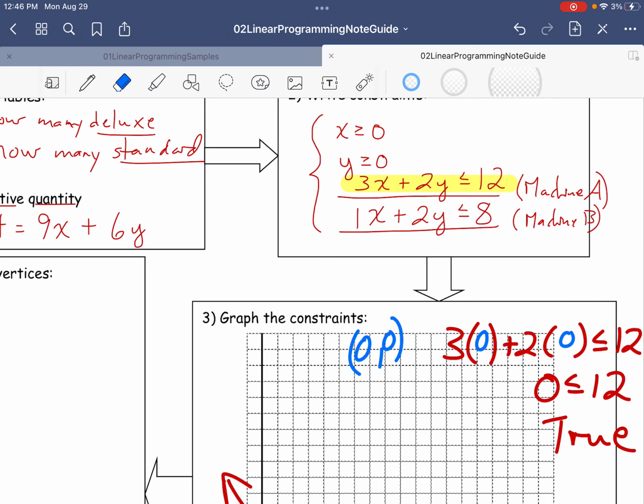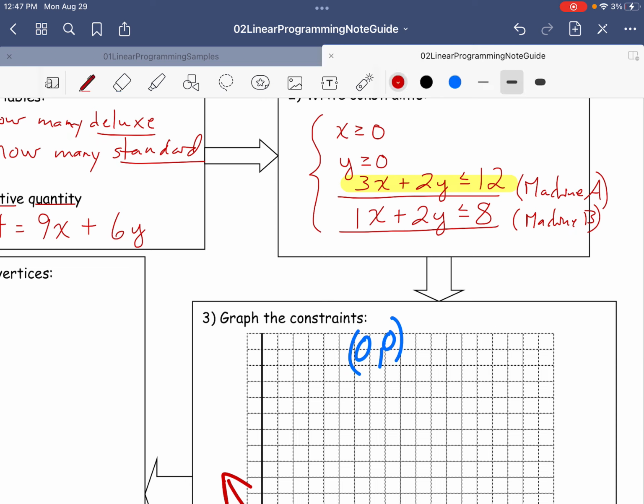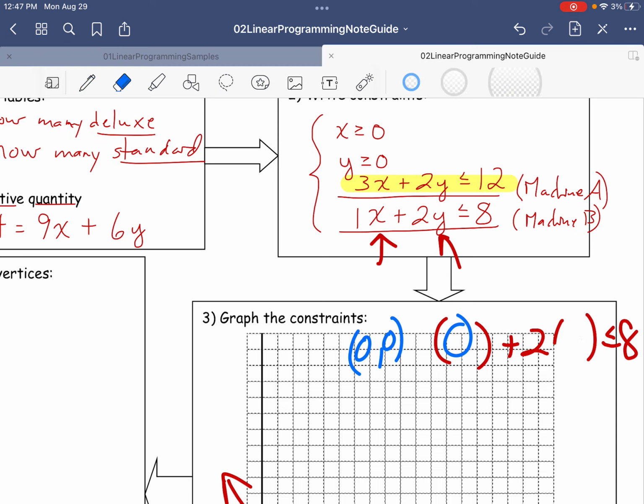Now I want to use a test point. I can plug in 0, 0 again. It's a good test point. I'm going to be plugging that in for x right there and for y right there. And we're trying to see if that's less than 8. Now the nice thing about plugging in the test point 0, 0 is that it makes all of your equation equal 0. And is 0 less than 8?